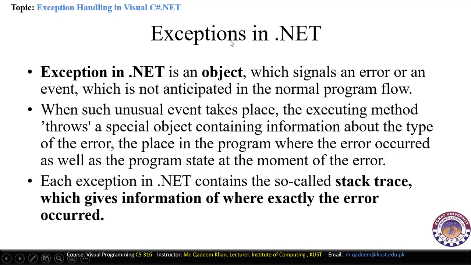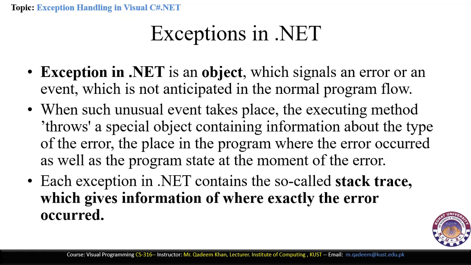Now in the .NET framework, the exception is an object. So the objects contain multiple types of exceptions. These are certain signals or errors when a particular event occurs that cannot be anticipated in the normal program flow. That means that these programs cannot be compiled and executed in the normal fashion like other programs when they have no exceptions.